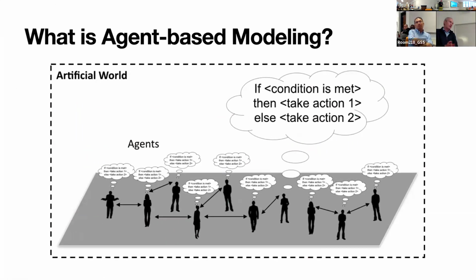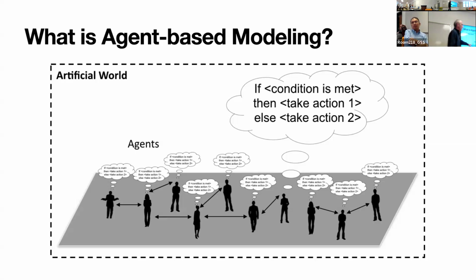Some of you might know agent-based modeling, some of you might not, so I just want to give a very simple introduction to it. I assume everyone knows about GIS. In agent-based models, we create artificial worlds. We populate these artificial worlds with people. We give these people rules, and then something happens.